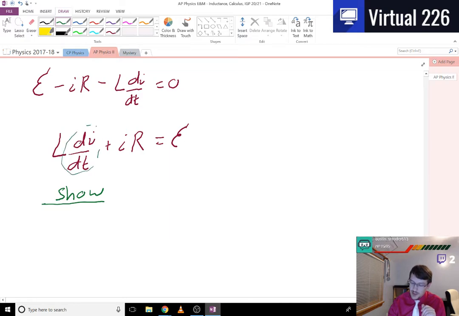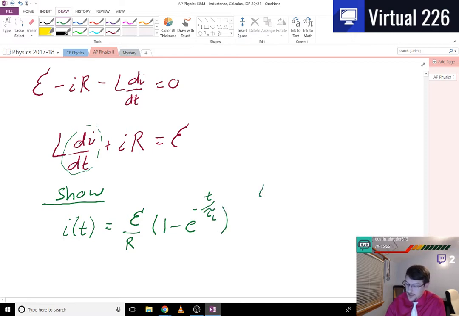What you can do is show, using a little bit of knowledge and a little bit of calculus, that the current moving through this system as a function of time is going to be equal to epsilon over R times the quantity 1 minus e to the minus t over tau L, where tau L is equal to L over R. This is the inductor time constant.